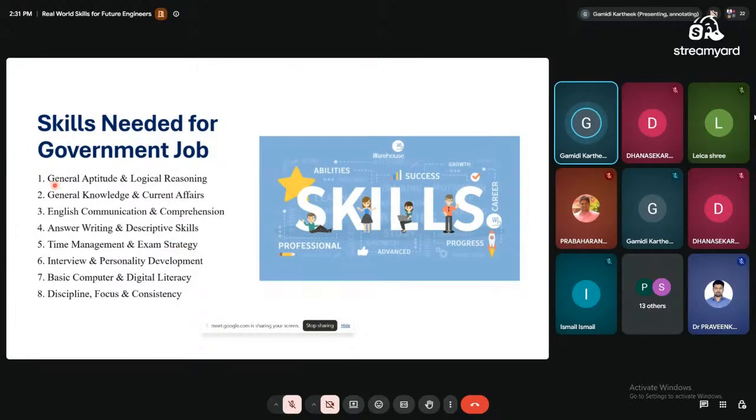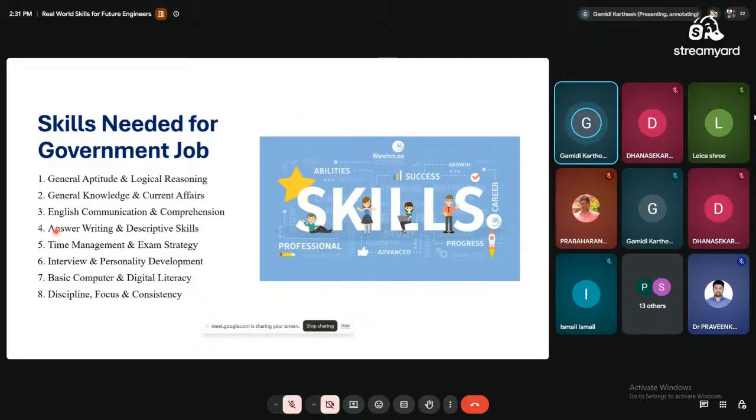First of all, you should have good aptitude and logical reasoning. You should be practicing more and more aptitude and logical reasoning questions. You can refer to books like Aptitude and Reasoning by R.S. Agarwal, Verbal and Non-Verbal Reasoning by R.S. Agarwal. Such kind of books. Of course, many other books are available in the market, but these are general competitive exam referred books. So these books you can learn.